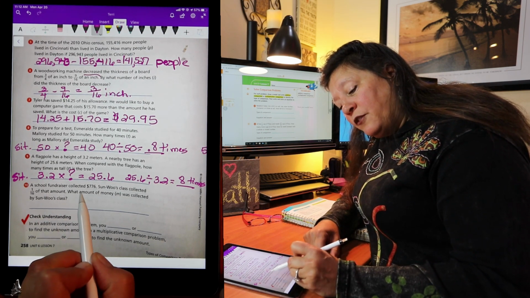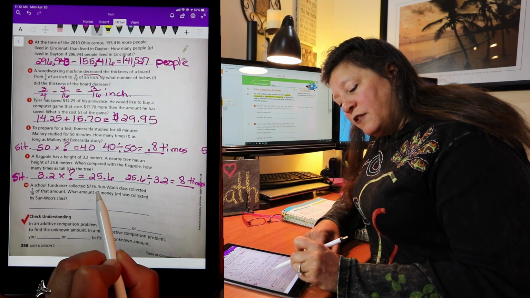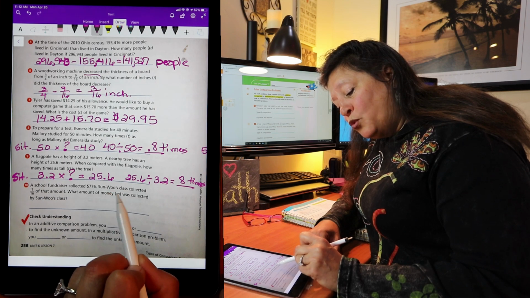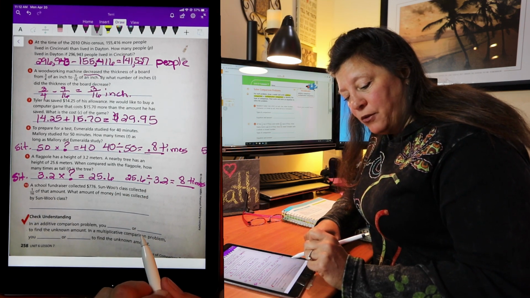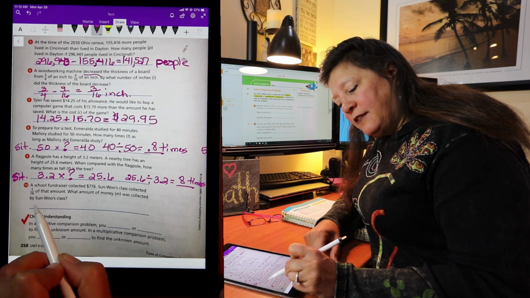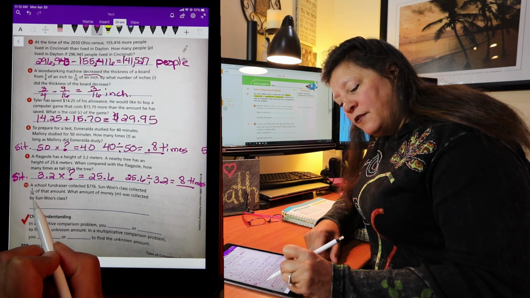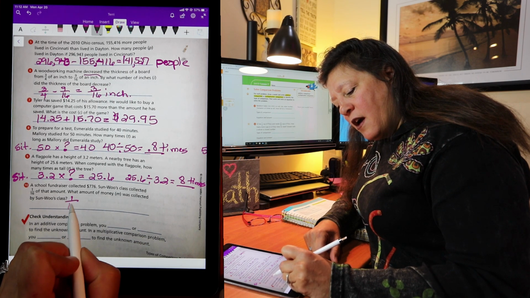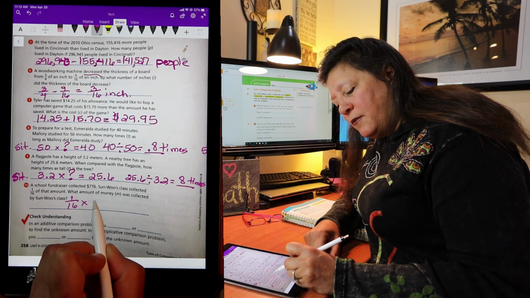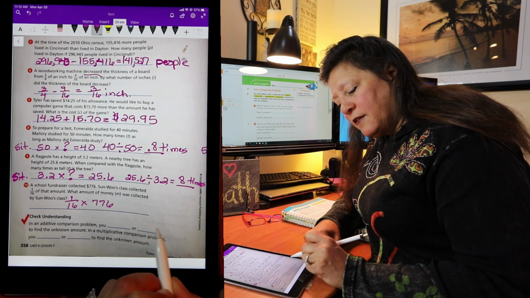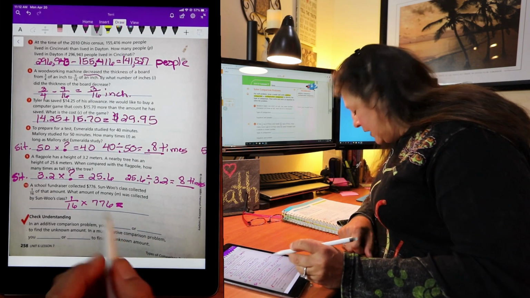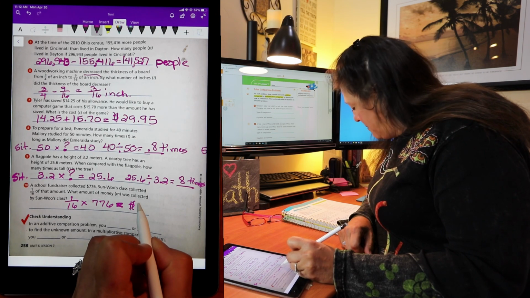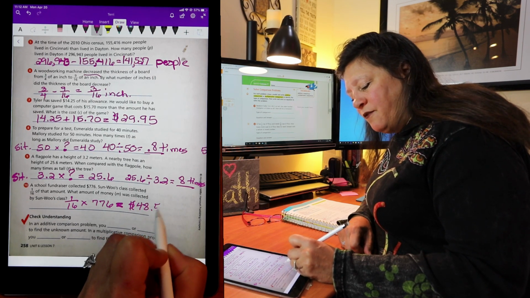Number 10. A school fundraiser collected $776. Sun Woo's class collected 1/16 of that amount. What amount of money was collected by Sun Woo's class? So 1/16 of, which is times, the 776. Okay, get your calculation, do the math, and you should come up with $48.50.